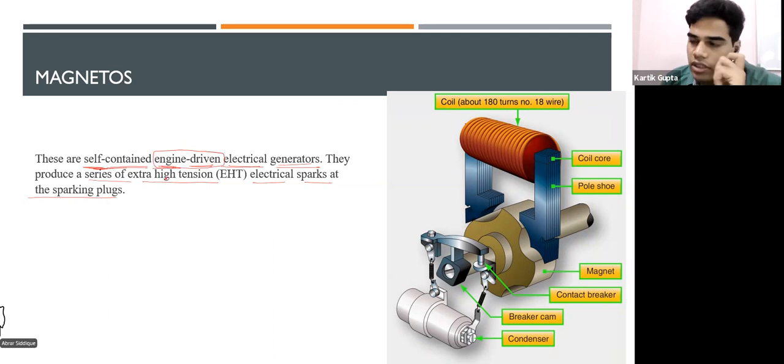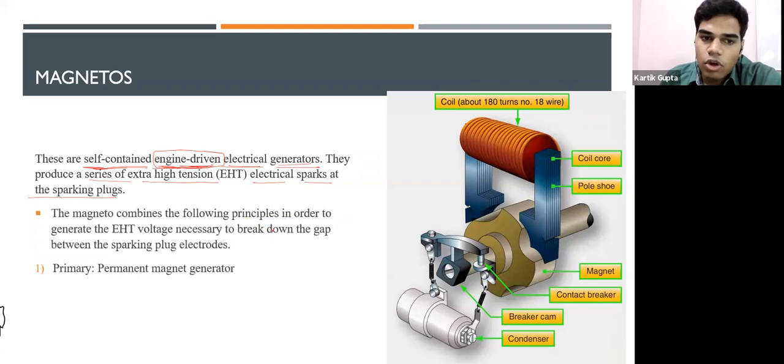There might be something in your mind right now. If they are engine-driven, then how does the aircraft start? If the engine itself drives the magnetos, how is the engine starting? We discussed that, no problem. What is it producing? It's producing an extra high tension spark.